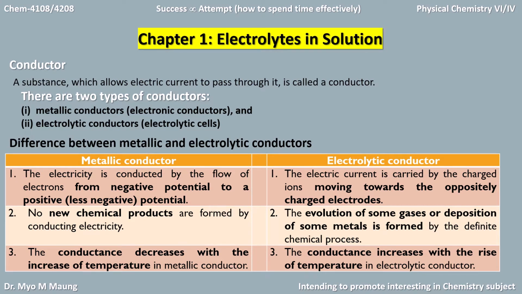Electrolytic conductor: the electric current is carried by the charged ions moving towards the oppositely charged electrodes. The evolution of some gases or deposition of some metals is formed by the definite chemical process. The conductance increases with the rise of temperature in an electrolytic conductor.